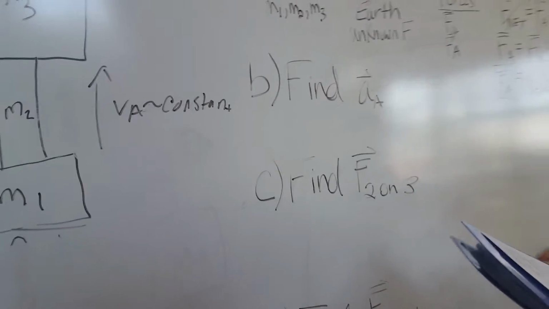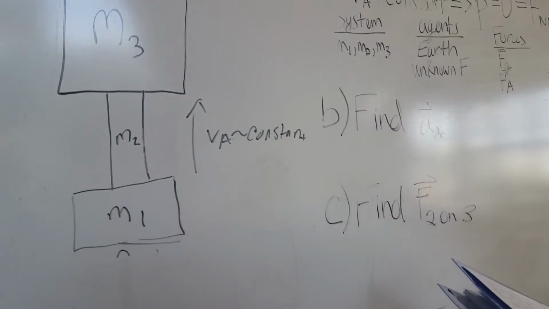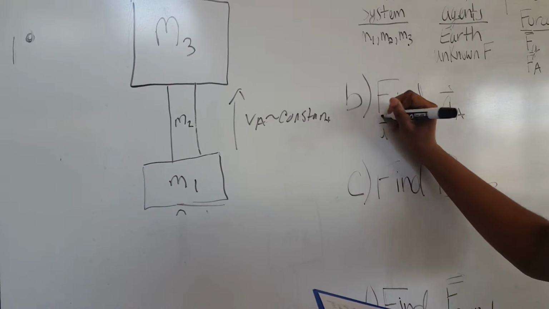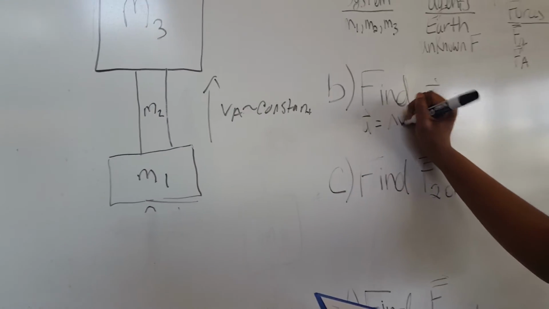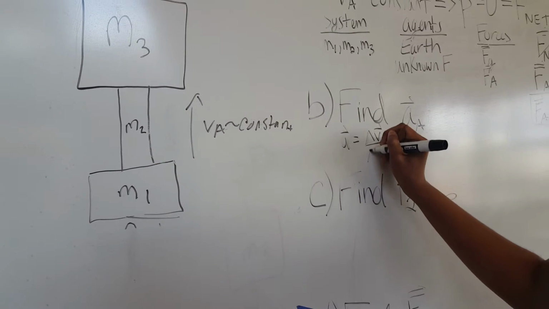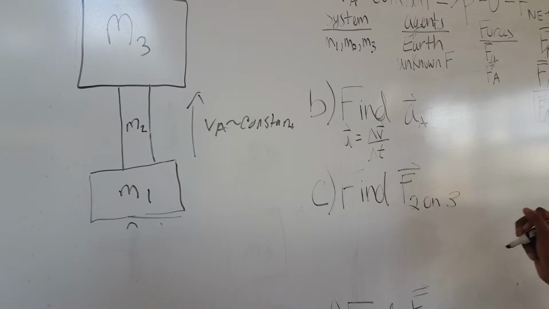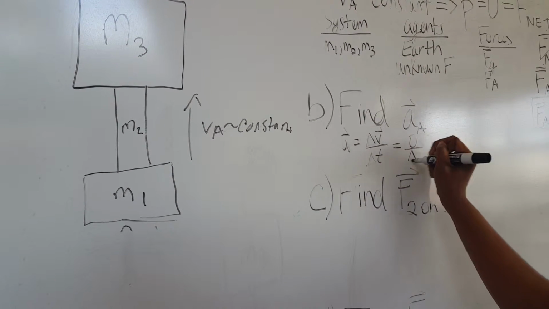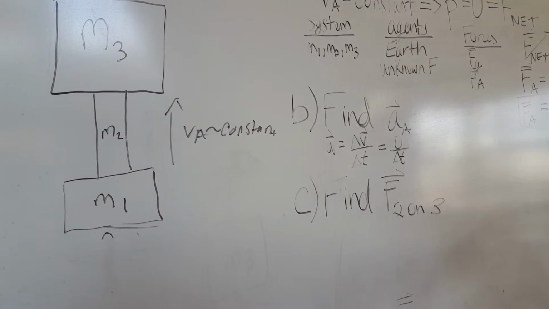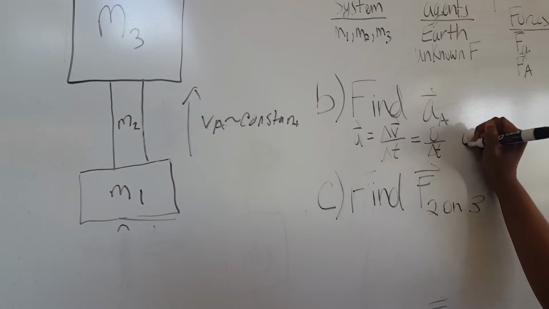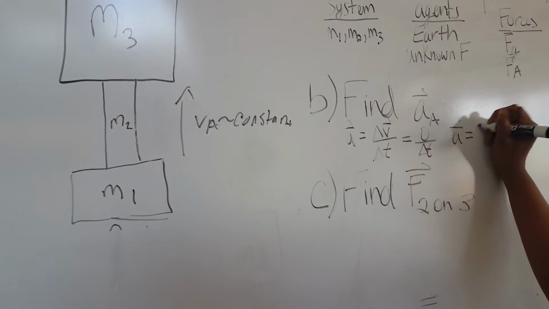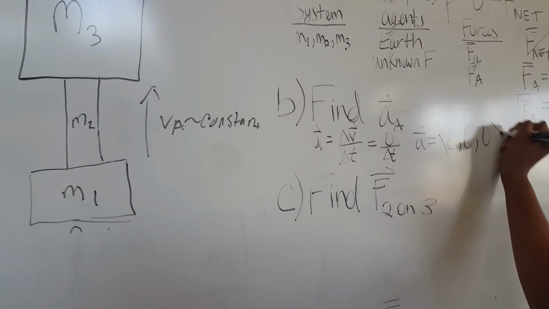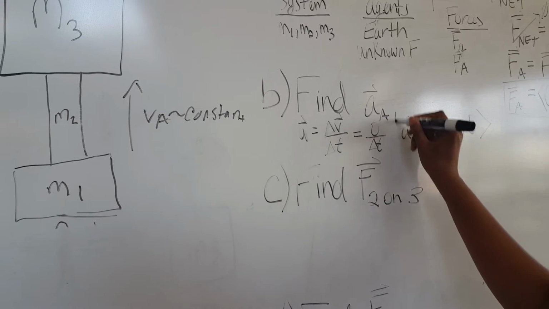The next part says find the acceleration of A. Acceleration is equal to change of velocity over change of time. We know that the change of velocity is equal to 0 because the velocity is constant, therefore it's not changing. So in this case, we can say that acceleration is equal to 0, 0, 0, based on the fact that velocity is constant.